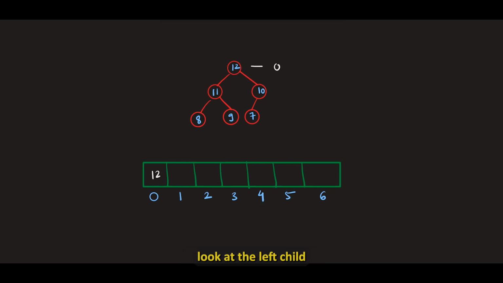Now let's look at the left child, which is 11, and it will go to the 2 times 0 plus 1th index, which is 1. So 11 will go here. Its right child is 10. So it will go to the 2 times 0 plus 2th index, which is 2. So 10 will go here.